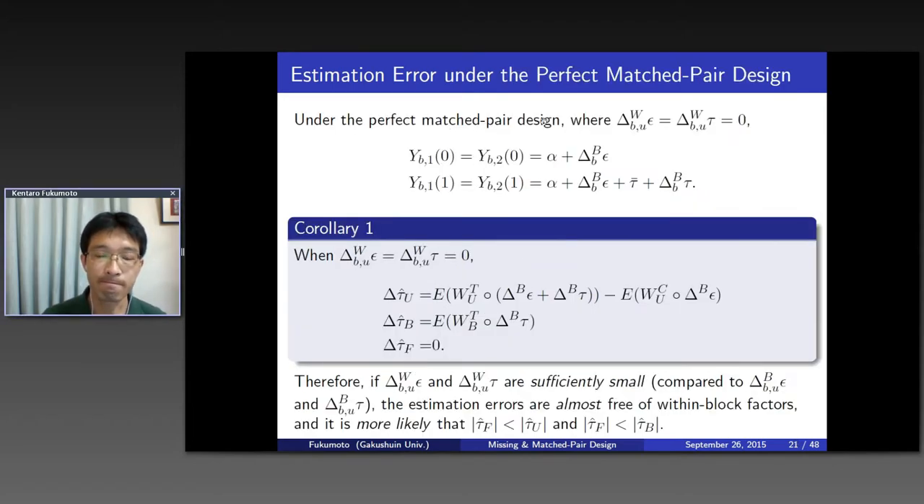Okay, so I define the perfect matched pair design, where the within block error term is equal to 0 and the within block heterogeneity of treatment effect is also equal to 0. So in this case, for example, if the first unit of the block is treated and the second unit is controlled, then the second unit's outcome is actually a complete counterfactual of the first unit for the control case. That's why I call this situation perfect. Then corollary one says that when the matched pair design is perfect, the estimation error of the full sample estimator is equal to 0.